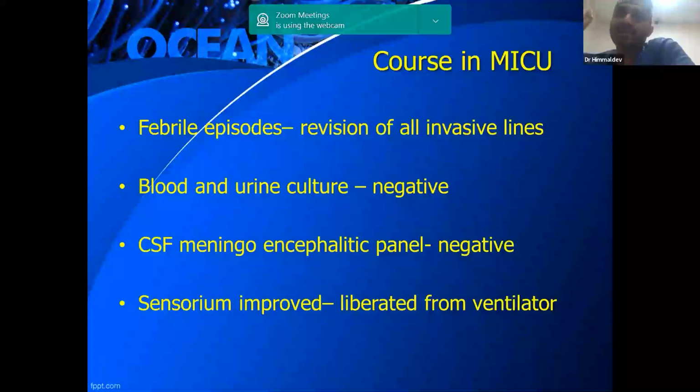Why? Because rickettsial infection can explain whatever symptoms and signs we saw. It can explain everything. His sensorium improved eventually, and he was extubated from the ventilator. He was discharged from the hospital without any further complications. All his organ functions recovered, and that's how early diagnosis and early treatment helped this patient get better faster.